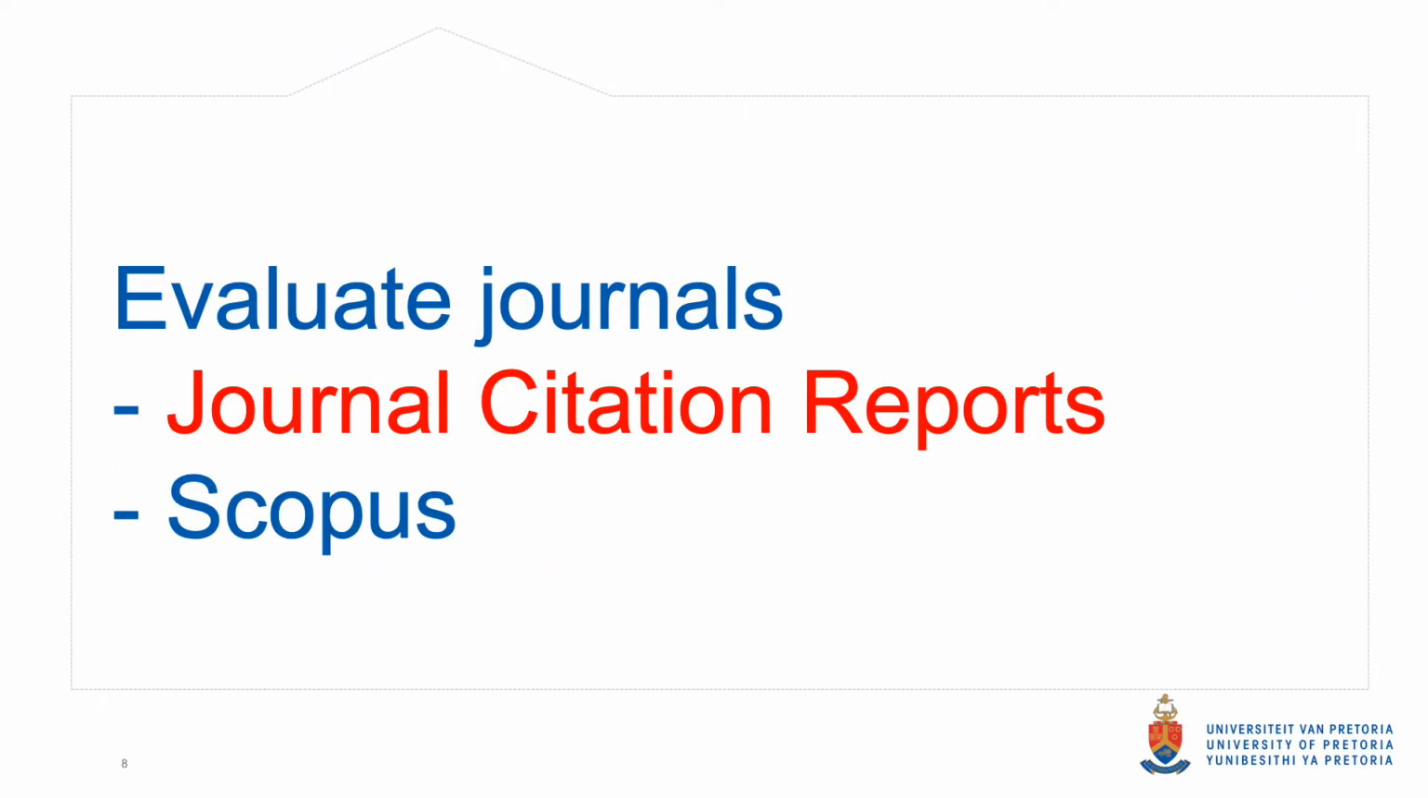Now that you know the importance of an accredited journal, we can look at how to identify the best one for you to publish in. Journals can be evaluated and ranked in one of 2 databases or tools, namely the Journal Citation Reports and Scopus.